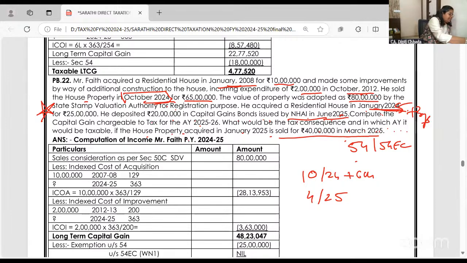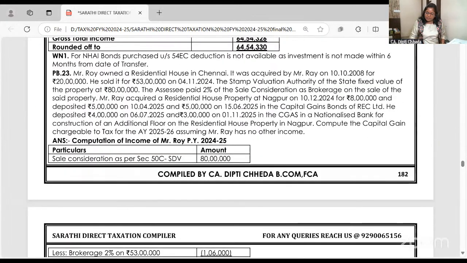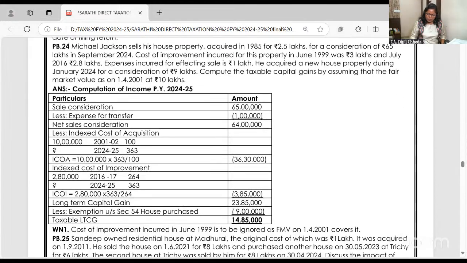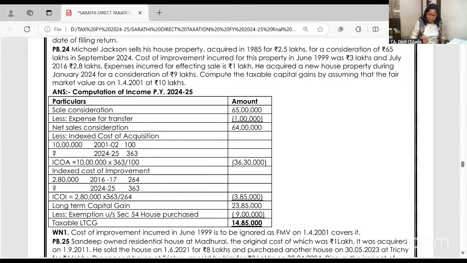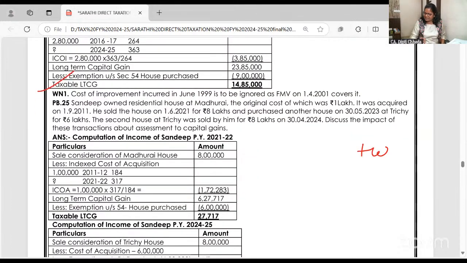Mark this question very, very important. Problem number 22. So one day before exam, what you should do, you should know. This one is also very nice. Exemption revoked and all. I'll take it tomorrow. Homework is problem number 24 and 25. Two homeworks. I'm explaining, of course.